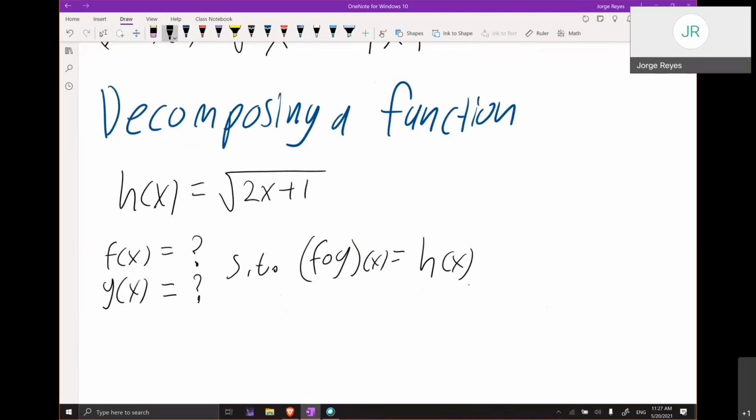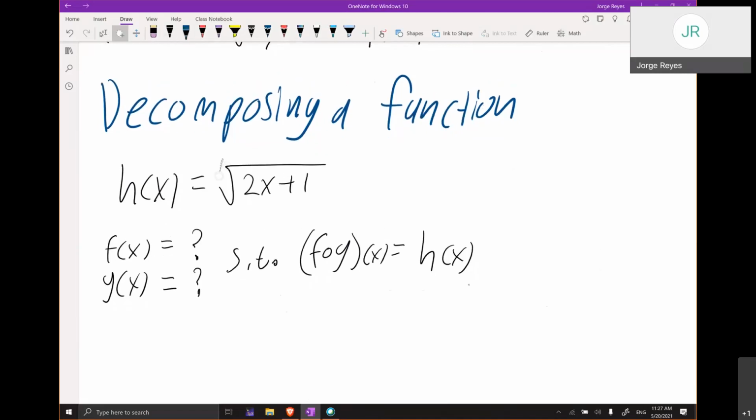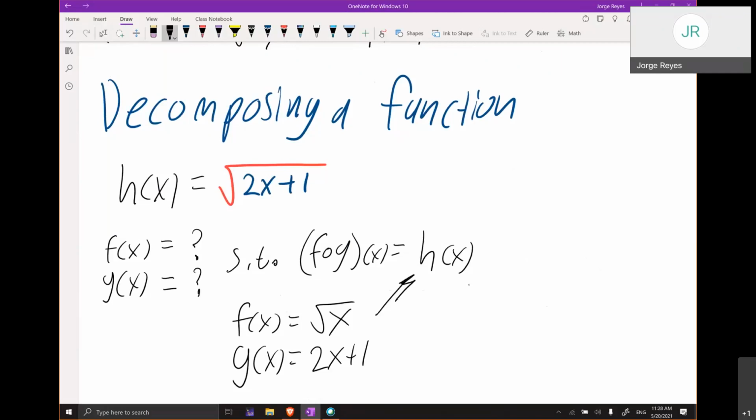So one way is kind of obvious, right? You can just stare at them. If you stare at a function, you can see a square root and then you can see an inside chunk. So one of the most natural ways to decompose this would be f of x equals square root of x, g of x equals 2x plus 1. And then if you do f of g of x, you'll notice that you get the square root of 2x plus 1.